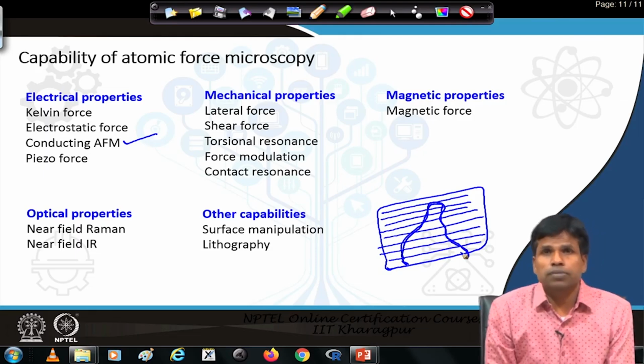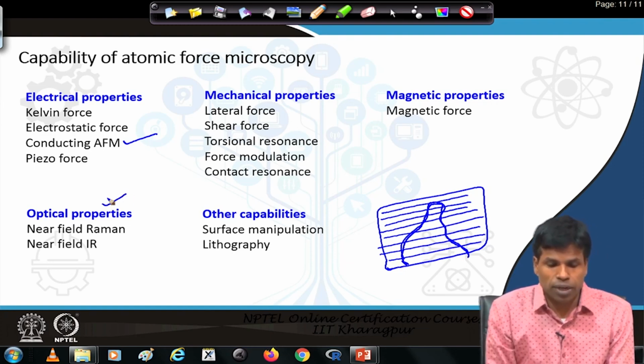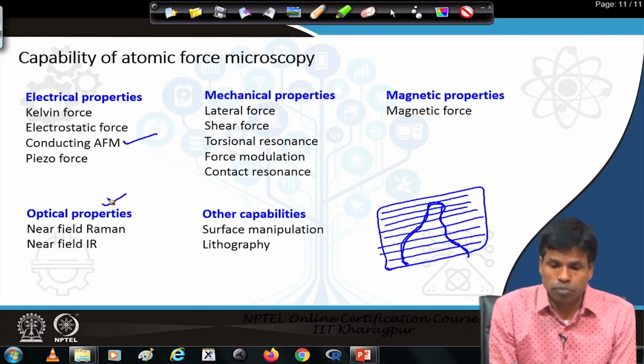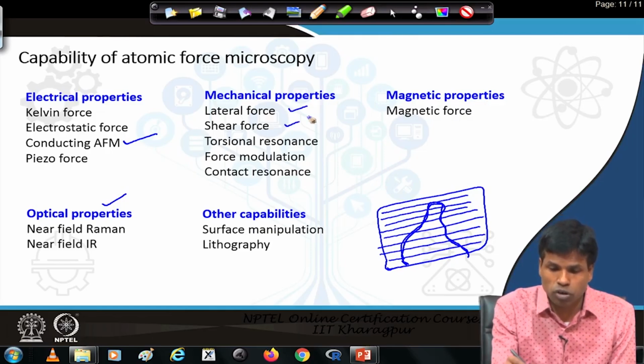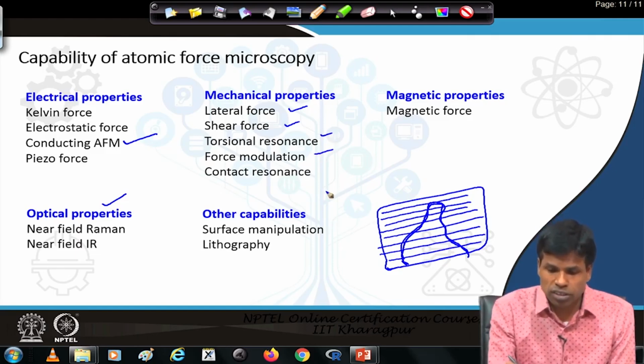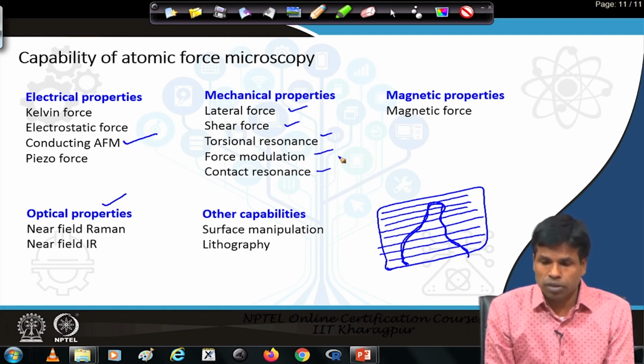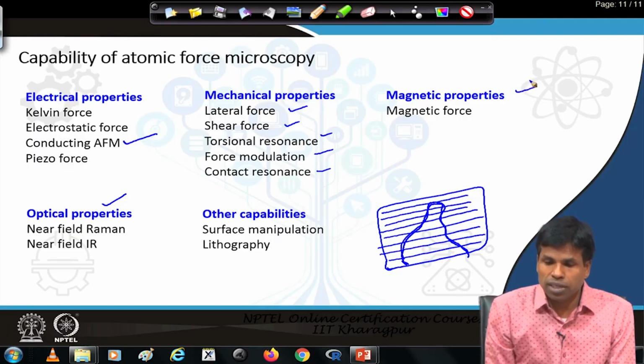Piezo force, similarly, can be measured. Optical properties can also be measured, like near field Raman and near field IR. Mechanical properties such as lateral force, shear force, torsional resonance, force modulation, contact resistance, all these kinds of properties can be measured with the atomic force microscope. We have already discussed magnetic properties in a brief way.